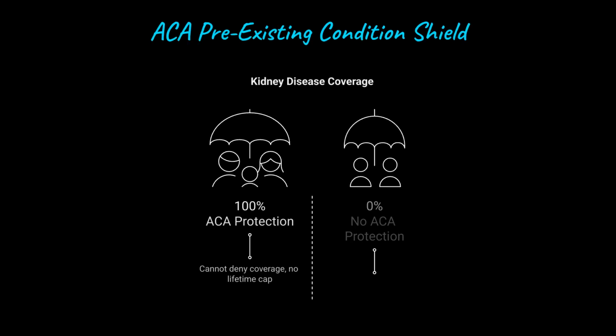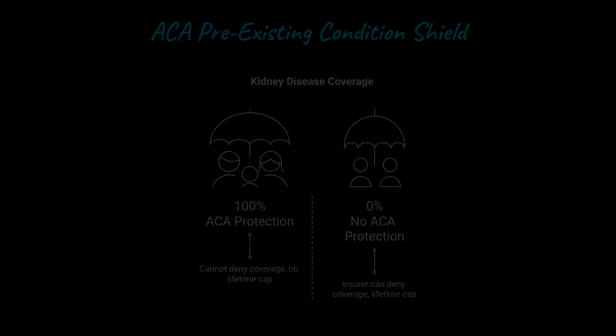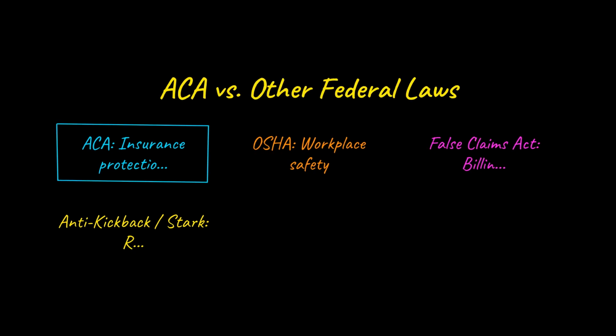The protection works like a shield between the patient's medical history and the insurer's enrollment decision. The insurer must accept the patient, cover the condition, and cannot cap how much it will pay out over a lifetime of treatment. Exam questions often test whether you can distinguish the ACA from adjacent federal laws.